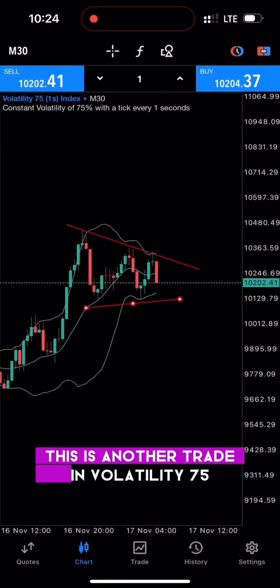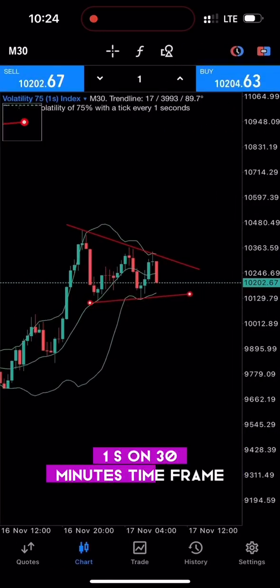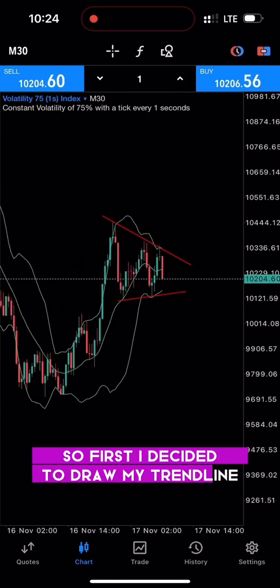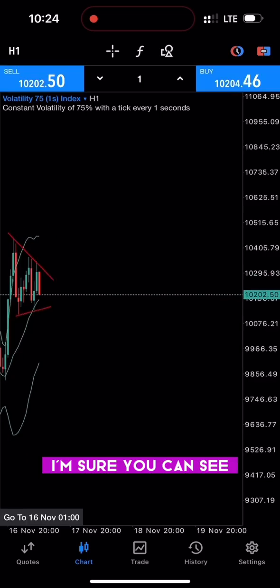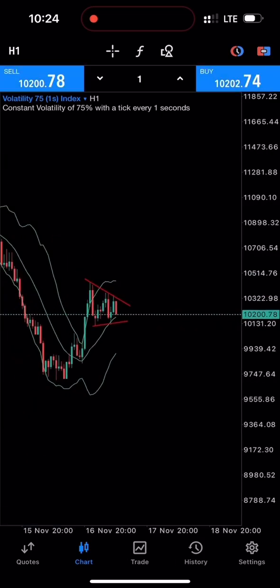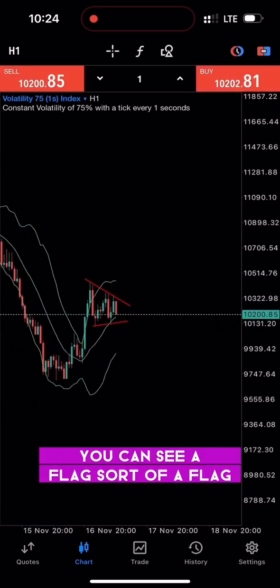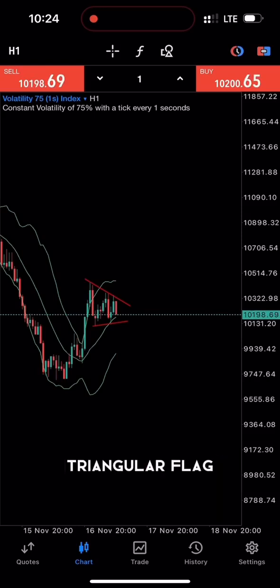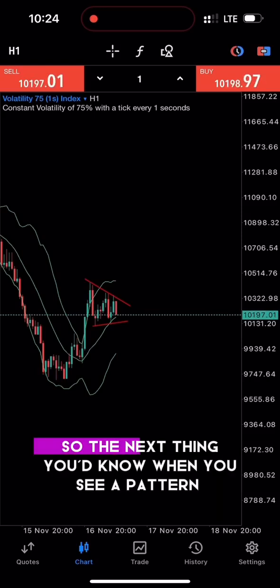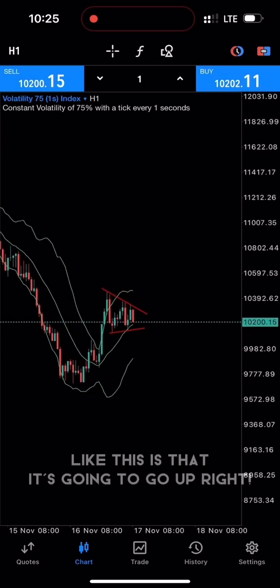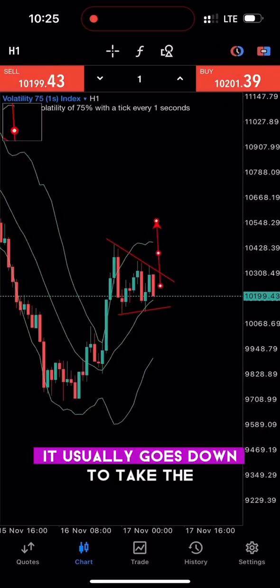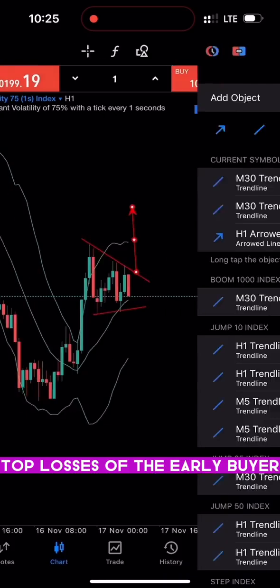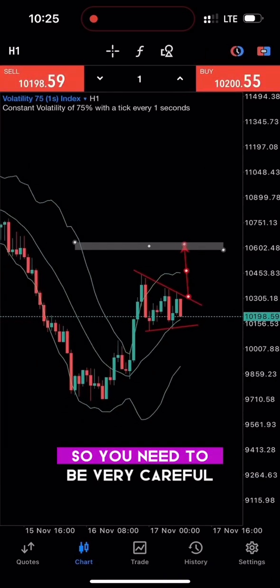This is another trade, in Volatility 75 1S on the 30 minutes time frame. First I decided to draw my trend line, and I can see something of a triangle, right? I'm sure you can see a flag. It's sort of a triangular flag. The next thing you'd know when you see a pattern like this is that it's going to go up. In some scenarios, it usually goes down to take the stop losses of the early buyers. It usually does that, so you need to be very careful.